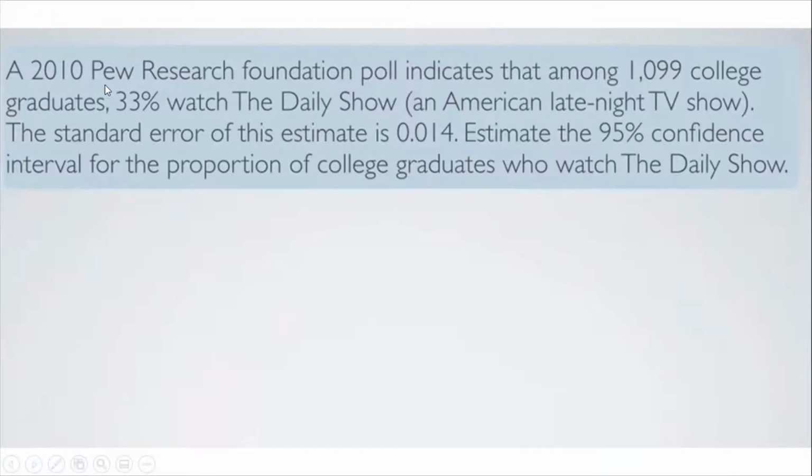There is a 2010 Pew Research Foundation poll, and the sample size is 1,099 college graduates, and they say that 32% watched the Daily Show, which is an American late night TV show, and we got the standard error. So what we got is the proportion, and then the standard error, which is here, and what we want to find out is the 95% confidence interval. This should be fairly easy, right?